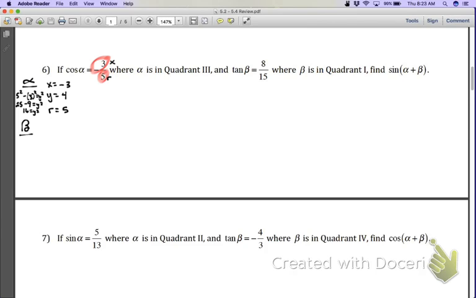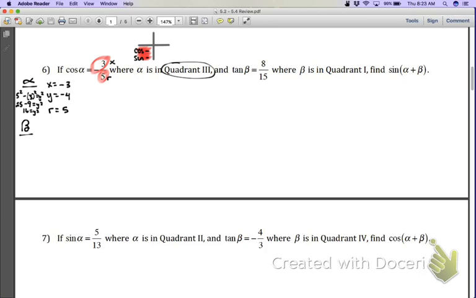If it's in quadrant 3, I've got to pay attention to that as well. If it's in quadrant 3, then that means it's down here. In quadrant 3, we already know that cosine is negative. What do we know about sine? It's also negative. So instead of it being a +4 here, it's actually going to be a -4.